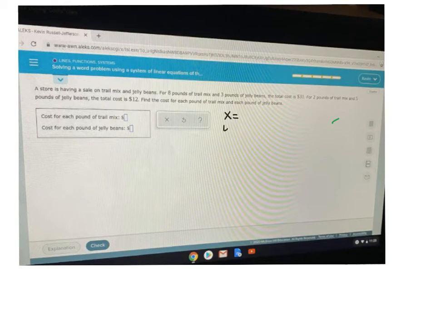So the first thing is I'm going to define those as X and Y. X is going to be the price of the, we'll say, trail mix, so how much per pound, and Y I'm going to say is the price of jelly beans per pound. So always good to define your variables and then try to set up your two equations. So this one reads pretty straightforward.